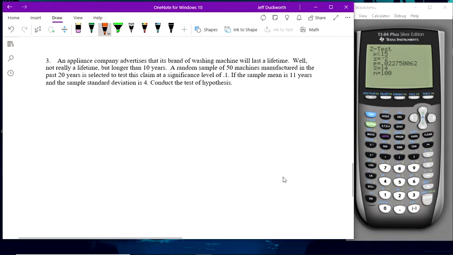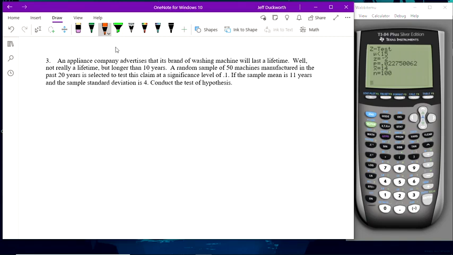Okay. Now, again, for number 3 and number 4, I didn't give you the breakdown of everything, but I did post sort of the bare minimum you're going to need to do these things. So let's take a look at this first one. An appliance company advertises that its brand of washing machine will last a lifetime. Well, not really a lifetime, but longer than 10 years. A random sample of 50 machines manufactured in the past 20 years is selected to test this claim at a significance level of 0.1. If the sample mean is 11 years and the sample standard deviation is 4, conduct the test of hypothesis. So let's see what we can unpack with this.